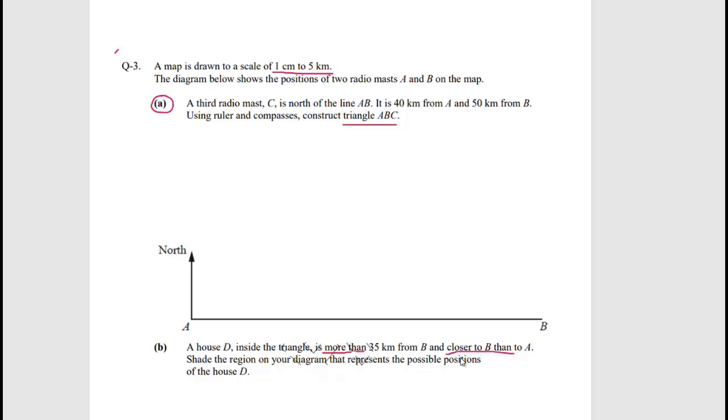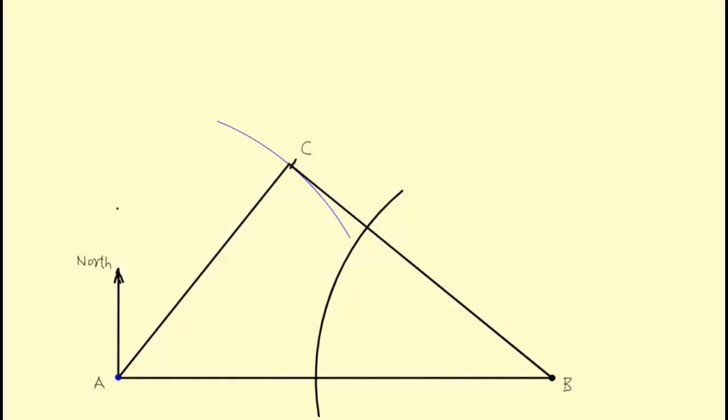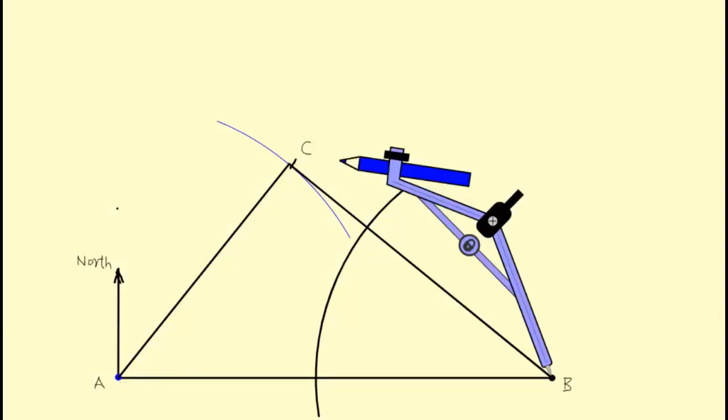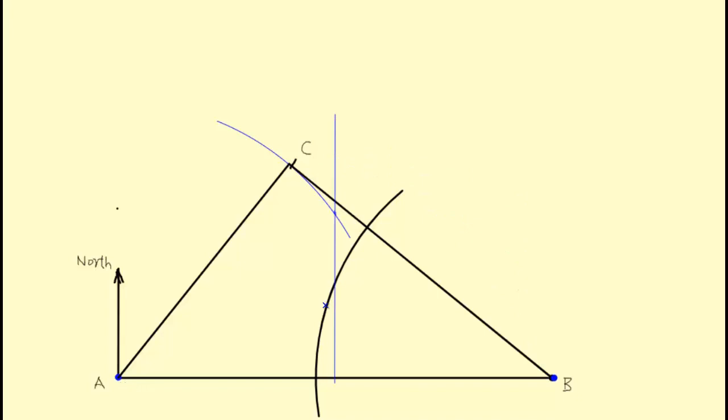So we have to draw first the locus which is equidistant from 2 points A and B. The locus which is equidistant from 2 points is the perpendicular bisector. This line is the perpendicular bisector of line AB.